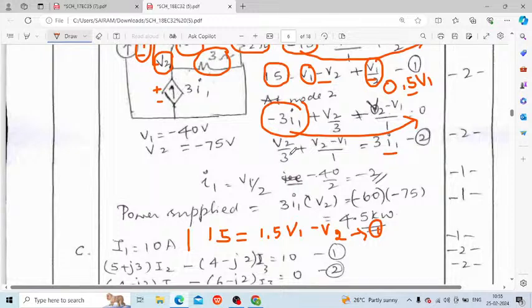What is 1 by 3? So 1 divided by 3 is nothing but 0.3, right? So here it becomes, I'm sorry for the distraction.